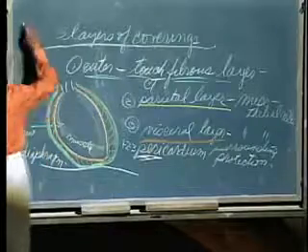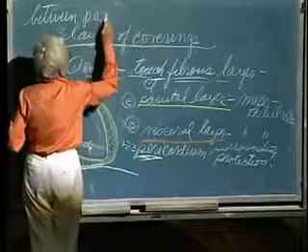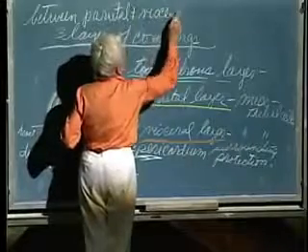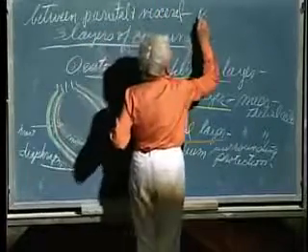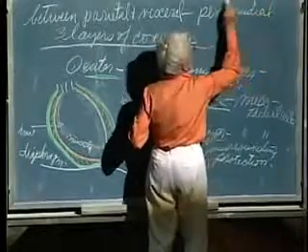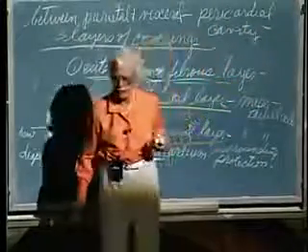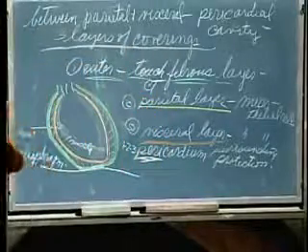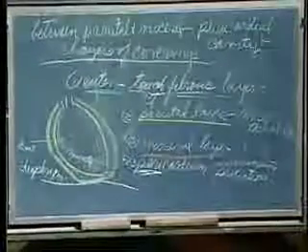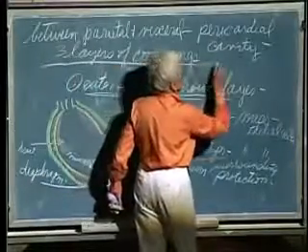So between parietal and visceral, we have the pericardial cavity. And what's in that cavity? Big generic term. What do you want there? Pardon? Fluid, sure. You want to reduce friction every time that's moving. So this contains what's called a serous fluid.